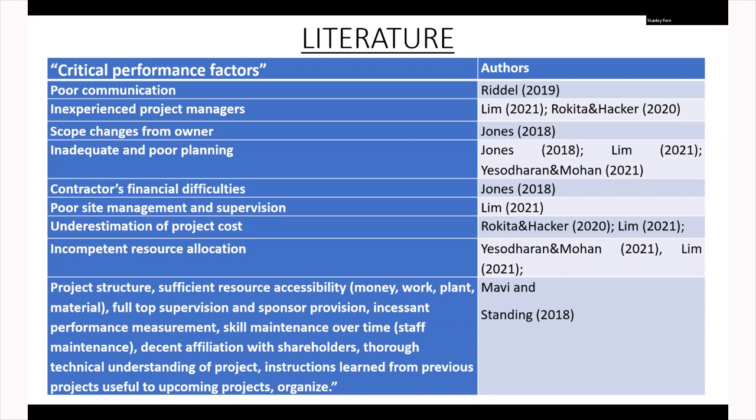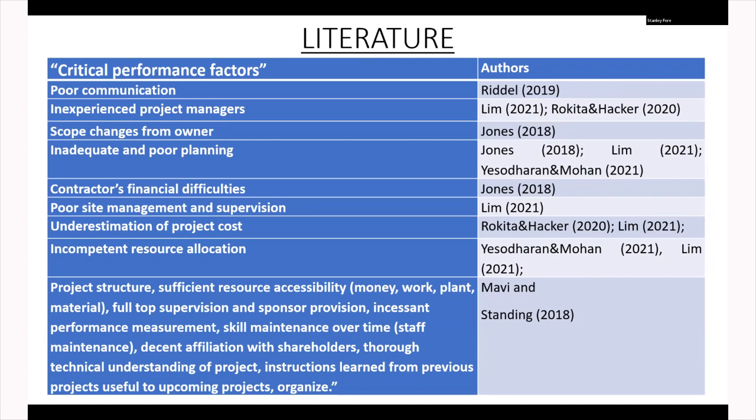From the literature review, there are some critical factors found around the world that impacted the execution of construction projects. Factors such as poor communication, inexperienced project managers, scope changes from the owner during the course of the project, and sometimes poor and inadequate planning.